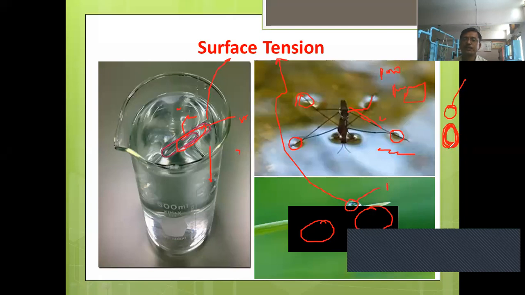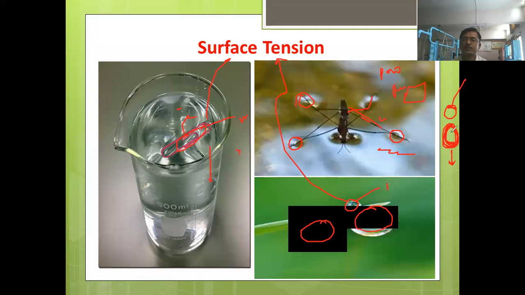The reason behind that is the gravitational force acting on these particular droplets, and because of that the spherical shape gets distorted and becomes somewhat bulged like this. If we remove the gravitational force, then this droplet should remain spherical in nature.